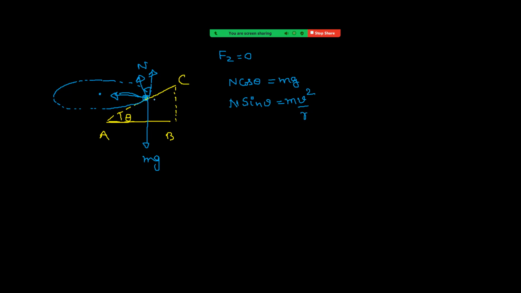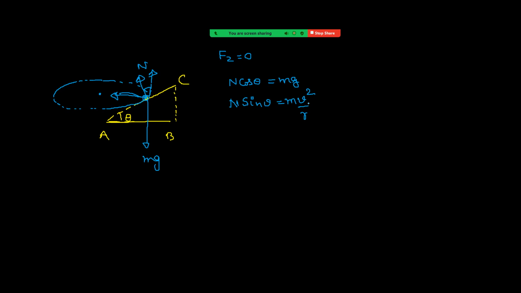And see how we are taking this banking. We are elevating the road in such a way that even though there is no friction, vehicles can take turns safely. I am repeating: we are taking the banking in such a way that even though there is no friction, we can take the turning safely. So that's why here we have not taken friction, only the normal reaction and gravitational force.